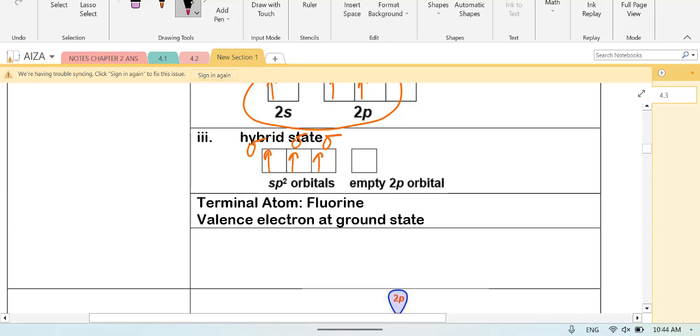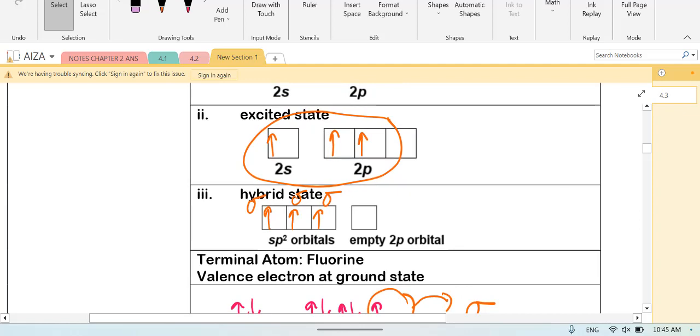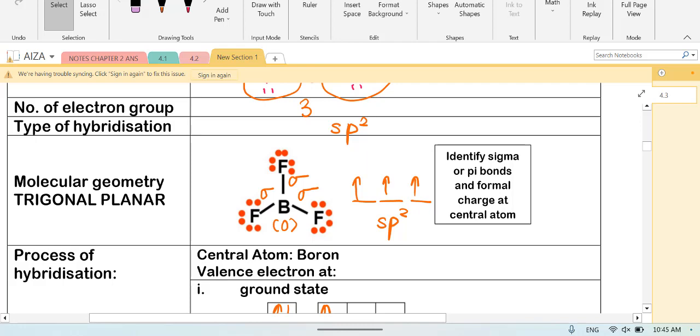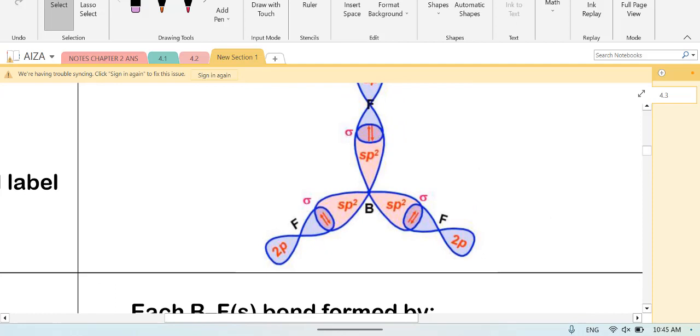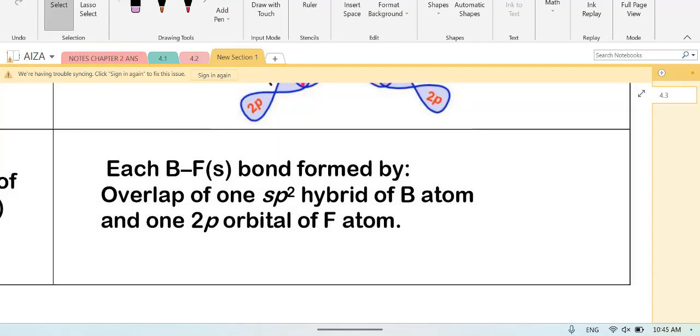For fluorine, chlorine is in period 3 and fluorine is in period 2, so you should know that. In order to make a bond, fluorine will use 2p. How does the sp2 hybrid orbital look? Similar to the molecular geometry, sp2 has a trigonal planar shape. Every petal needs to be labeled sp2. So this is the explanation.